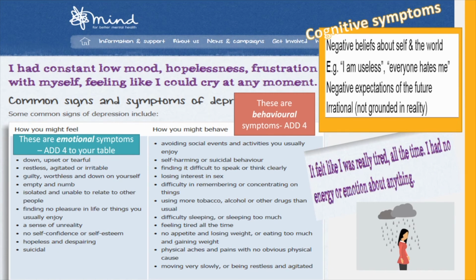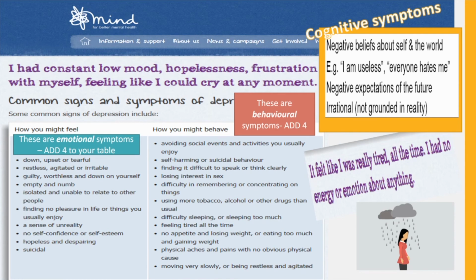So we've got negative expectations for the future, negative expectations about you. So I am useless, I am ugly, I am worthless, I am stupid, etc. And as a result of that, everyone hates me, I'm never going to be able to get a job, nobody's ever going to take me seriously, I might as well stay inside, etc.